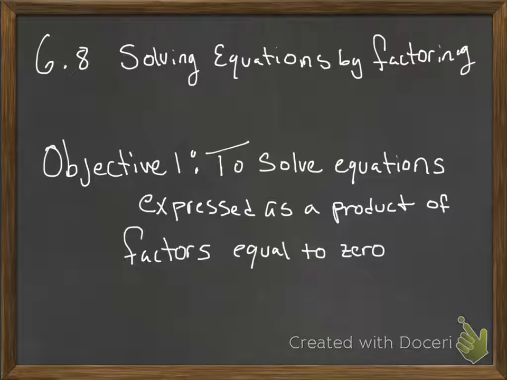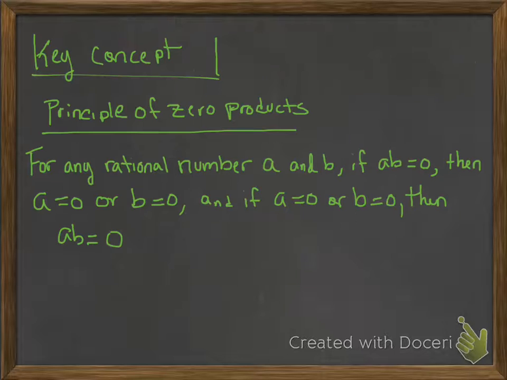Okay. Solving equations by factoring. So our first objective is to solve equations expressed as a product of factors to equal 0. So the very important principle here that we're going to talk about is our zero principle.